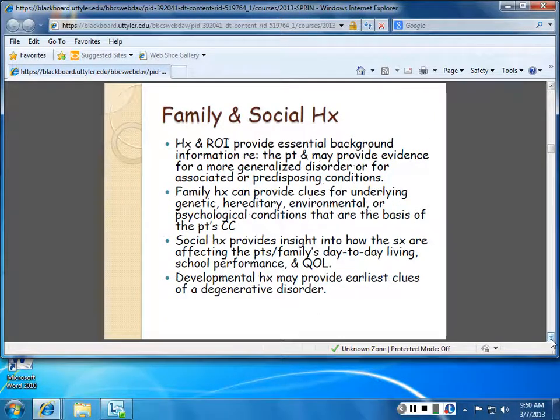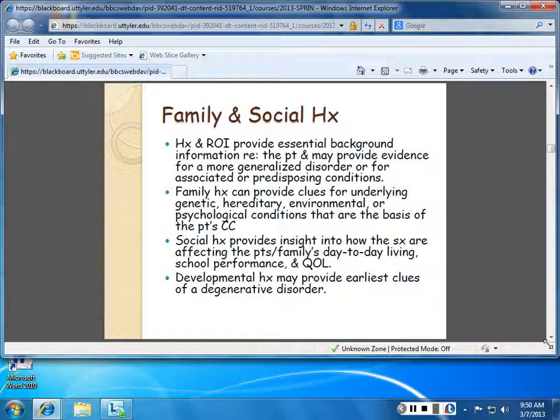History and review of illnesses is going to provide your background information about the patient and may give you an idea of a more generalized disorder or predisposing condition. Family history can provide clues for underlying genetic hereditary things. You know, we always say the fruit doesn't fall far from the tree. So look at the parents, look at the grandparents, and see if there's something significant there.